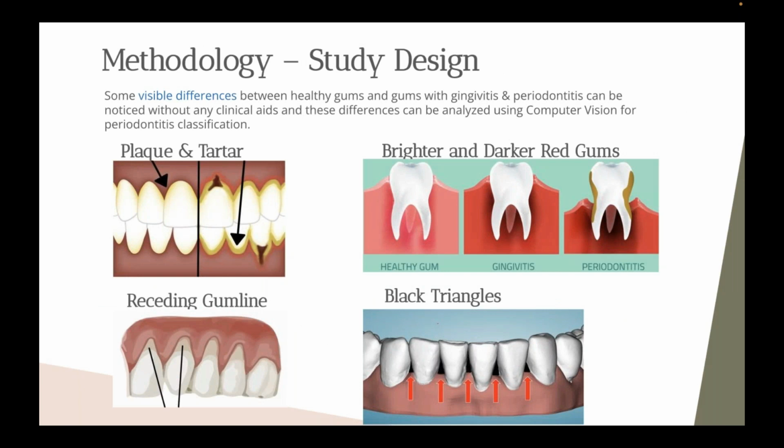So my methodology was basically that I was pretty sure we could use computer vision with visible differences between healthy and unhealthy gums to determine gingivitis and periodontitis without any clinical aid. Some of these visible differences are plaque and tartar buildup in the first image, brighter and darker red gums in the second image, receding gum lines, and black triangles.